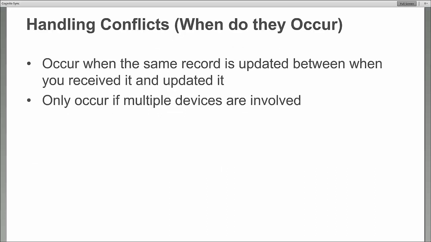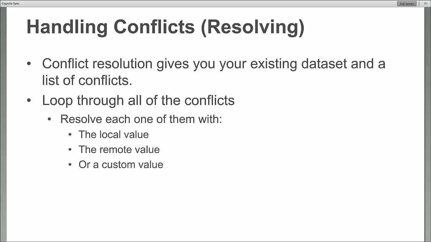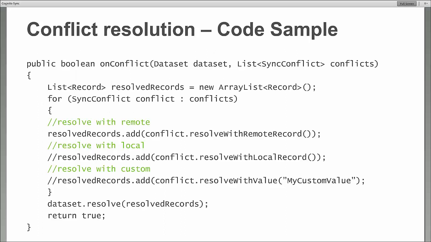So let's talk about handling conflicts when they occur. First, you'll probably only see this if you have multiple devices or you have things other than your client updating your data store. So the callback for a conflict, when you call synchronize, remember you're going to send in your callback methods. When you get a conflict callback, it gives you your existing data set and a list of conflicts. So the idea is to loop through all of the conflicts, and then you can resolve them with a local value, with a remote value, or a custom value. So let's take a look at what that looks like.